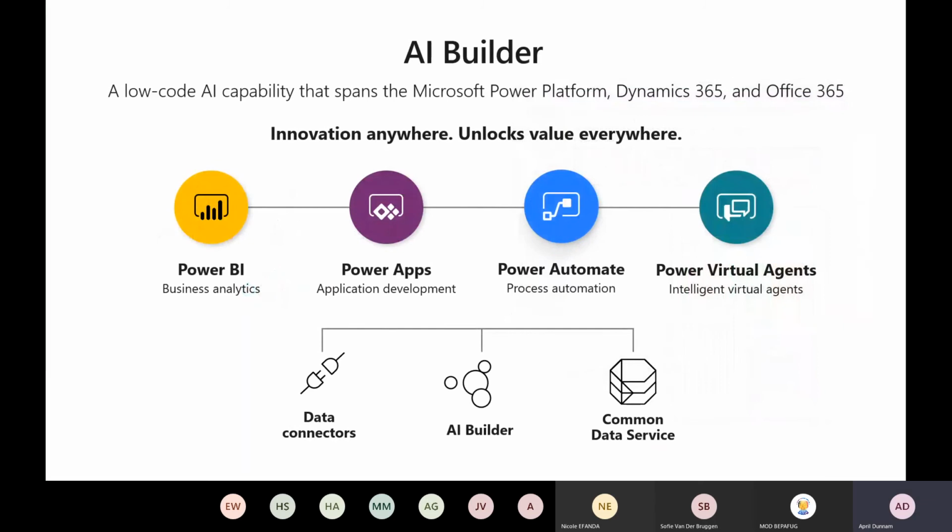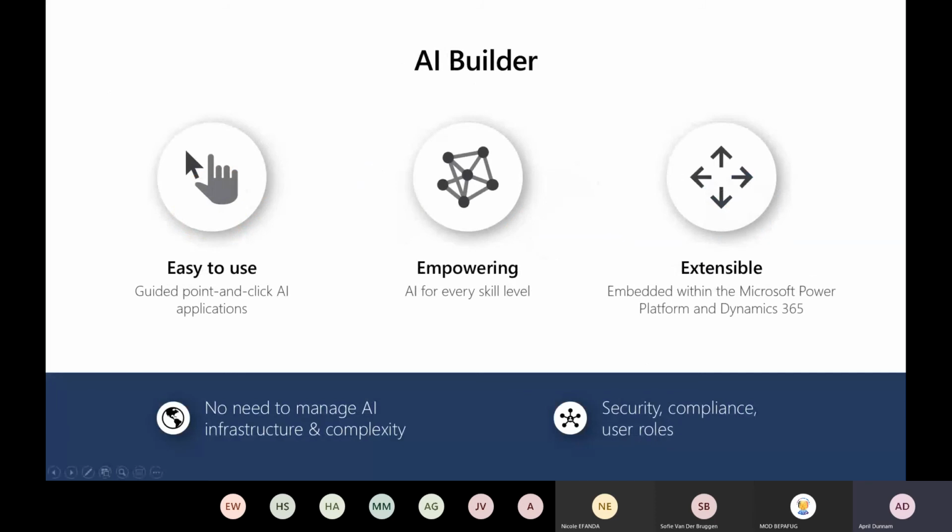So AI Builder is part of the Power Platform. It's built on top of it here. You can see the Power Platform itself resides in a common data service. You have data connectors, and then AI Builder is a piece of that which you can use within the different Power Platform tools. What it's going to allow you to do is get easy to use, guided, point and click AI applications so that everyone at every skill level can build and take advantage of some of these functionalities. And just like the Power Platform products themselves, like Power Apps and Power Automate, it's extensible. So you can embed these within the Power Platform and Dynamics and add on to these.